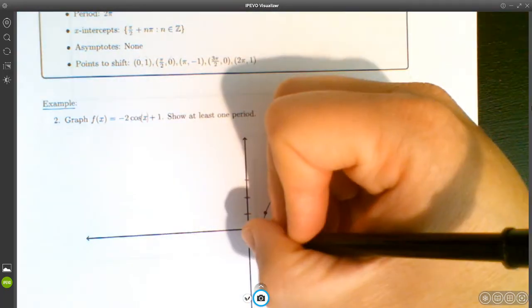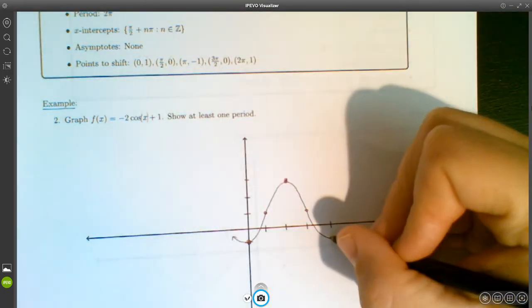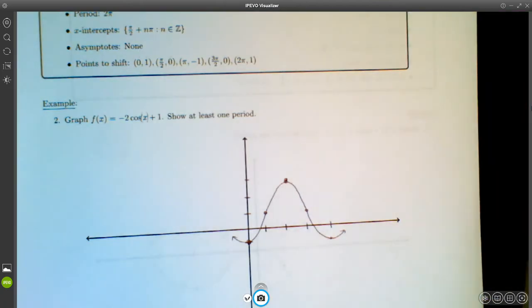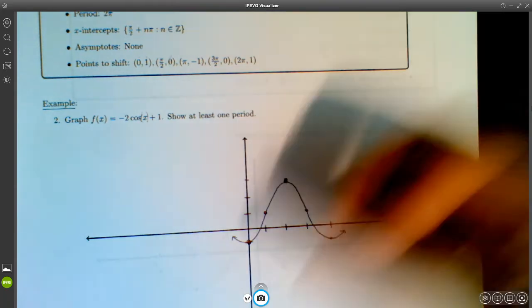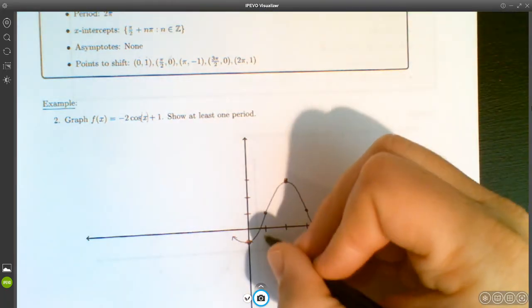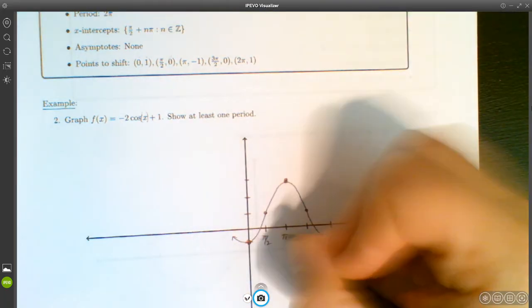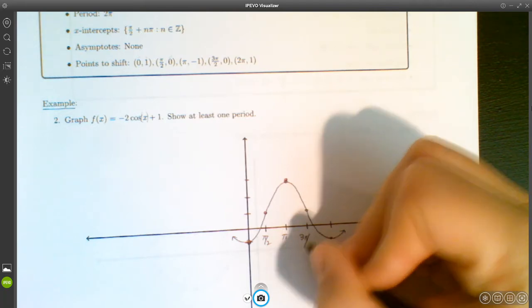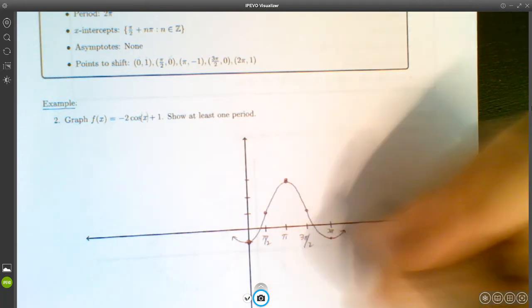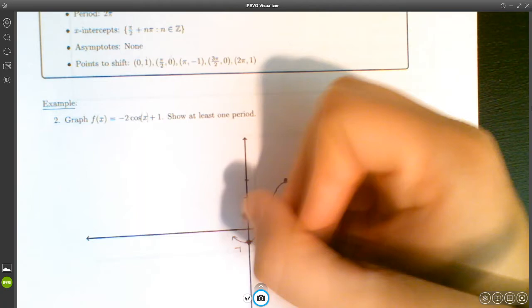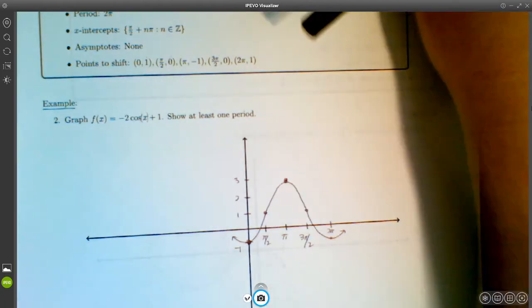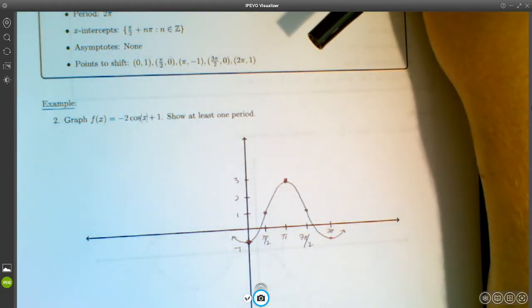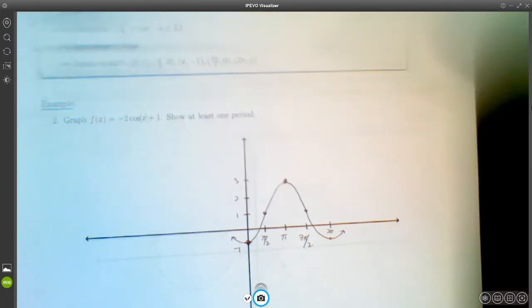And of course, this goes on and on in both directions. Okay, labeling the x-axis, this is pi over 2, pi, 3 pi over 2, and 2 pi. And this is negative 1, 1, 2, 3. Okay.